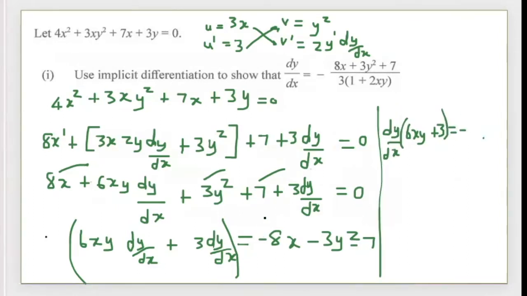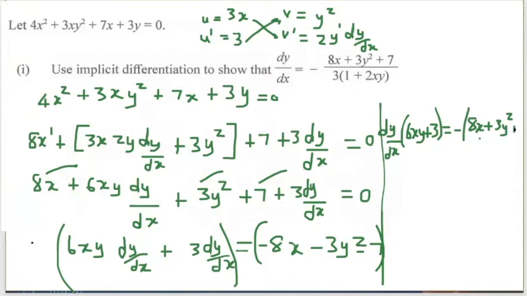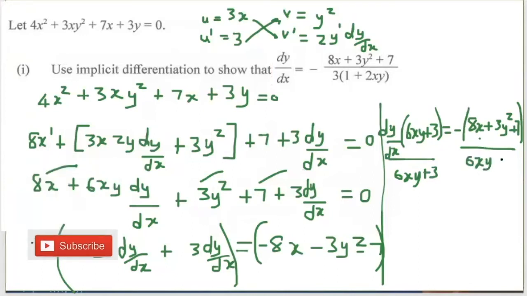Now, factoring out the minus sign on the right hand side, so that's what I'm doing now. If I factor out the minus sign, everything within will become positive. So as you can see, 8x plus 3y squared plus 7. Now I'm going to divide both sides by 6xy plus 3. Both sides will be divided to get rid of it on the left hand side. So all I have on my left is dy over dx. So divide both sides by 6xy plus 3. That cancels on the left.